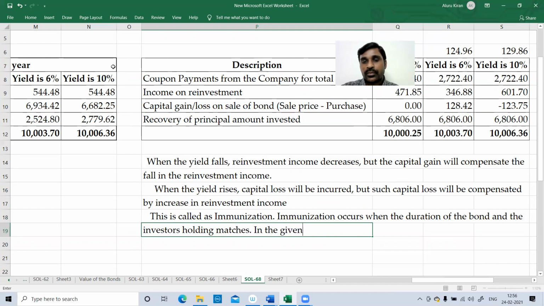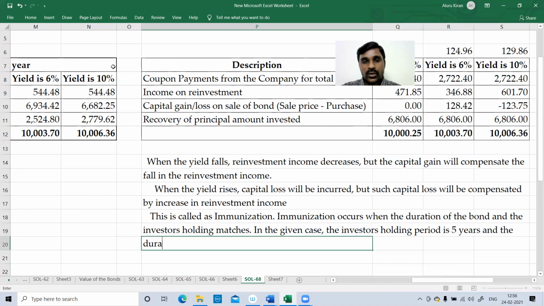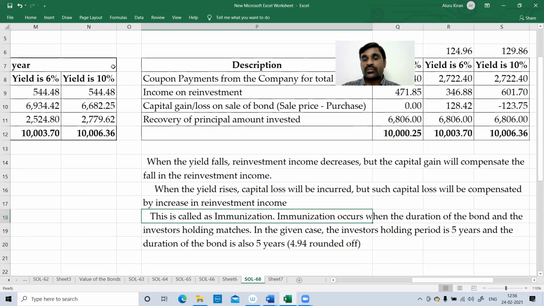In the given case, the investor's holding period, or investment horizon, is 5 years, and the duration of the bond is also 5 years. So 4.94 is rounded off. This is what is happening.